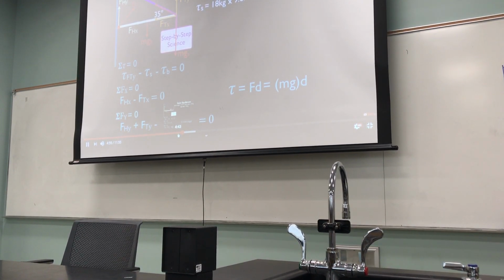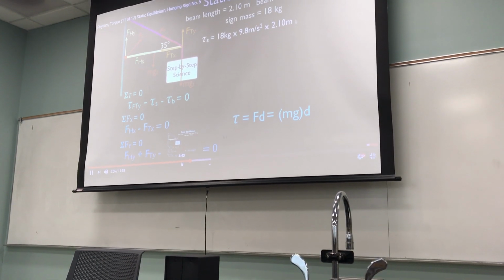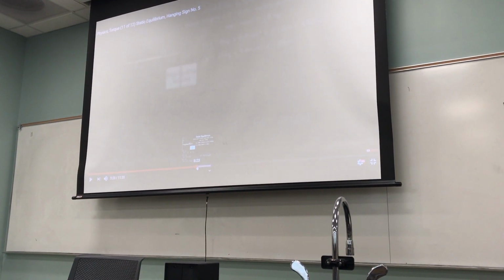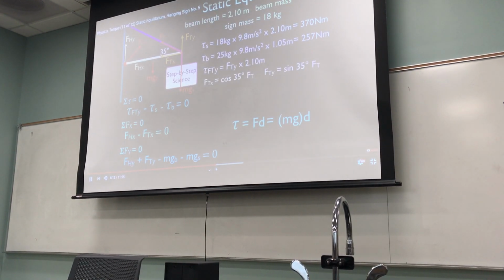The lever arm is the distance, the force is away from the hinge, and these are all acting 90 degrees to the beam, so we don't have to use any trig signs in this. So it's just 18 times 9.8 times 2.10. It's opposite this angle, so that's the sine of 35 times the tension force. Okay, that's your trig functions.